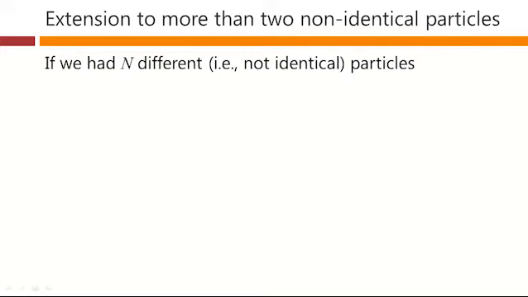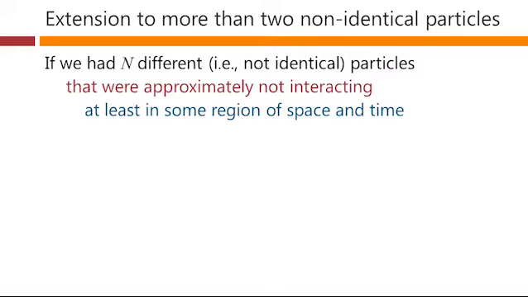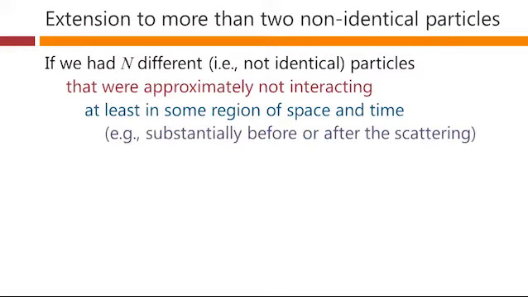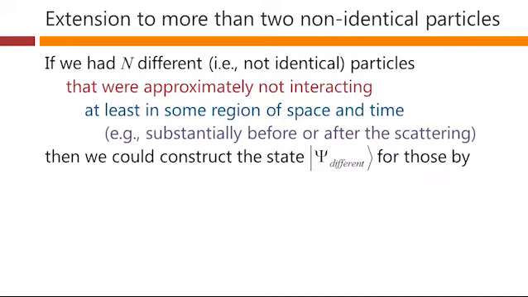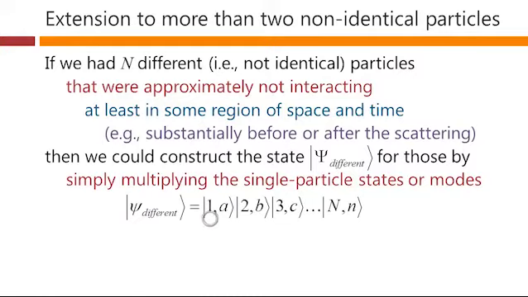If we had n different, not identical particles that were approximately not interacting, at least in some region of space and time, for example, before or after some scattering, then we could construct the state for those n different particles by simply multiplying together the single particle states or modes as follows. So particle 1 in state A, particle 2 in state B, particle 3 in state C, and so on.